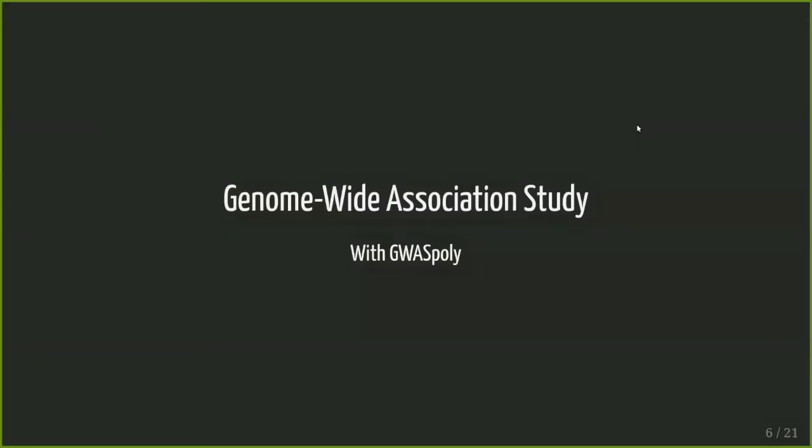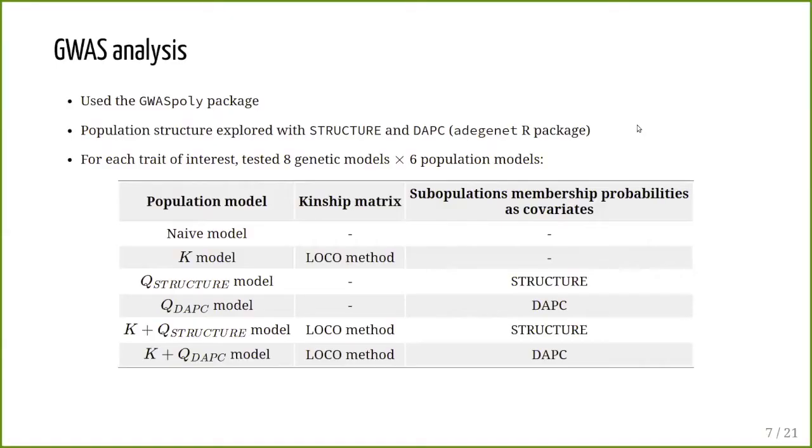So one of the first things that we did was to perform a genome-wide association study. And so for that, we used the GWASpoly package. Now, the thing is for this GWAS study, there is a really strong population structure because we have full siblings, half siblings, etc. So the first thing before performing the GWAS analysis, I looked at the population structure using both the STRUCTURE algorithm and the DAPC algorithm.